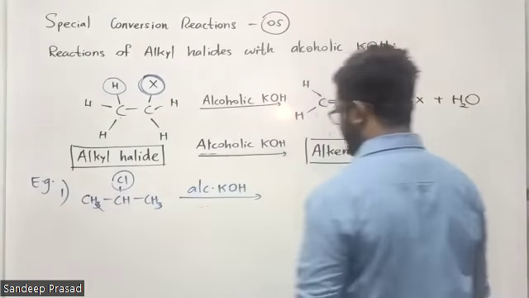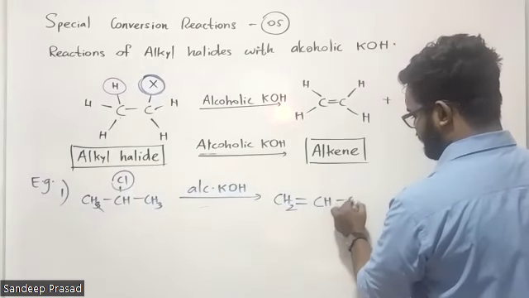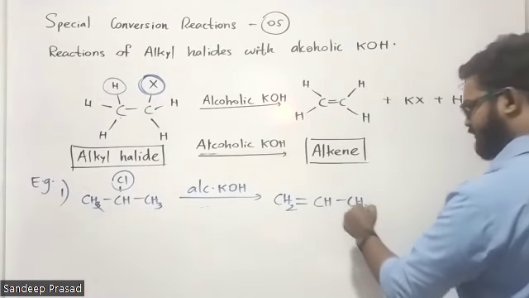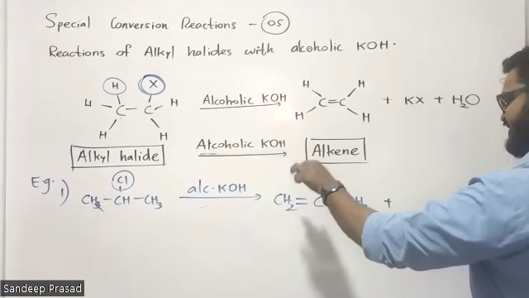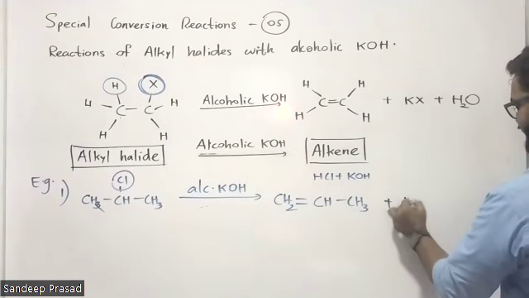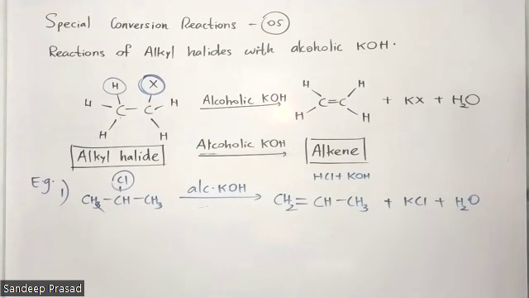One hydrogen eliminated, then the product is CH2 double bond CH, CH3. That's all. So if you want byproducts, what are the byproducts? HCl is eliminated, but that HCl reacts with potassium hydroxide and produces what? KCl and water. If they ask, you should be able to write down the byproducts also. Okay?